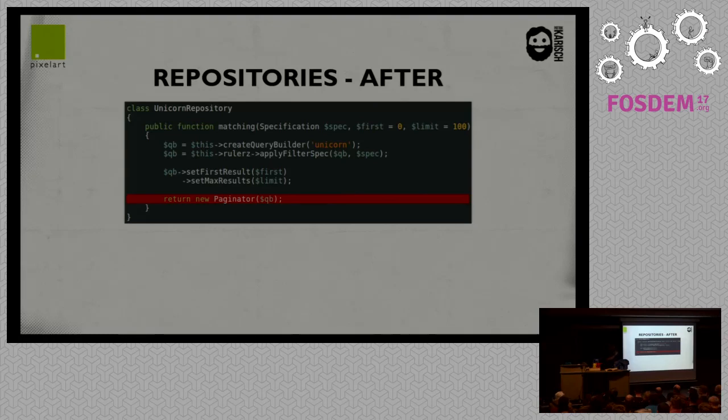Because on every page, if you have a list view, you maybe want to show only 100 unicorns and then on the next page another 100 unicorns, and not half a million. So you need a paginator, and that's not a problem, because instead of filter spec, you use apply filter spec and get back your query builder. This works for Laravel and POM too.